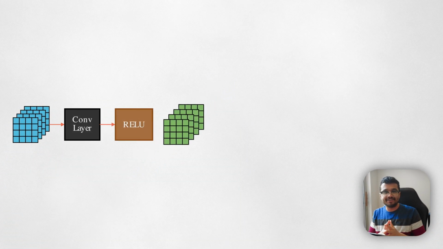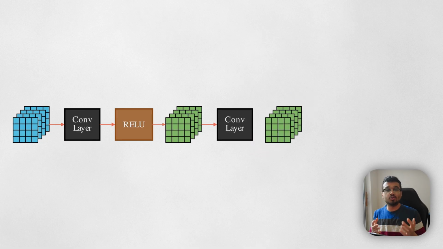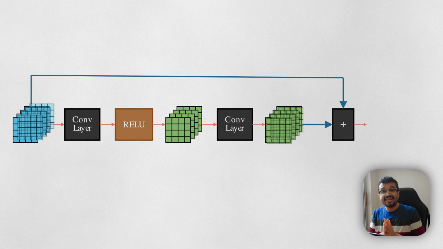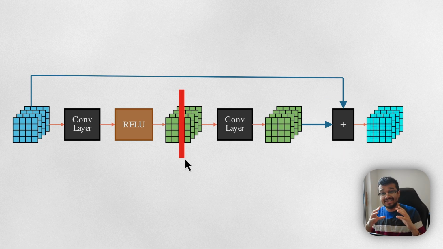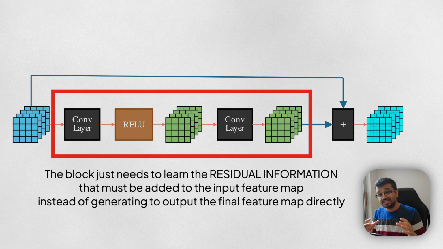What did they do? The core idea of ResNets is residual learning. The input passes through one or more CNN layers as usual, but in the end, the original input is added back to the final output. These blocks are called residual blocks because they don't need to actually learn the final output feature maps in the traditional sense, but instead they just need to learn the residual features that must be added to the input to get the final feature map.